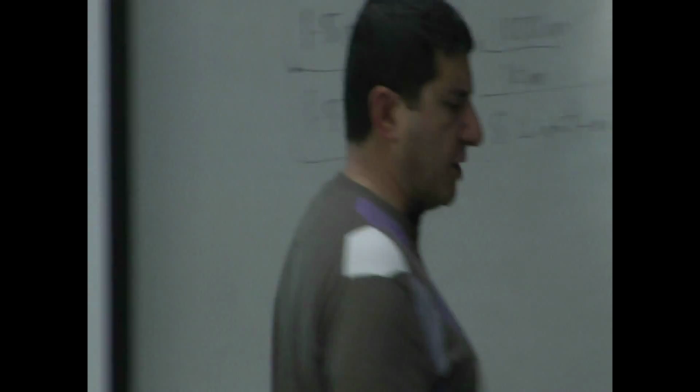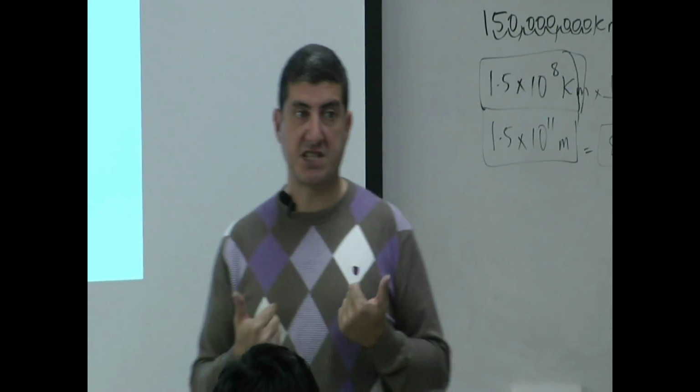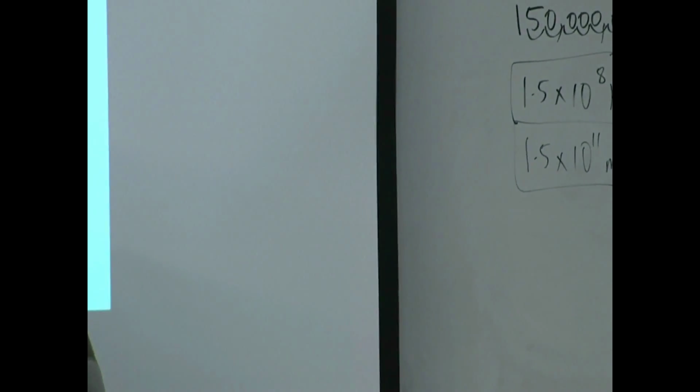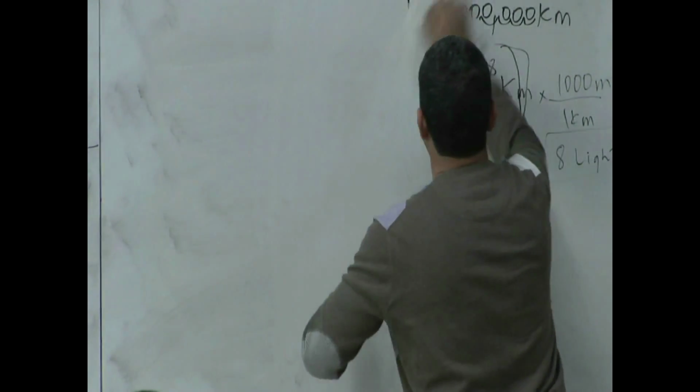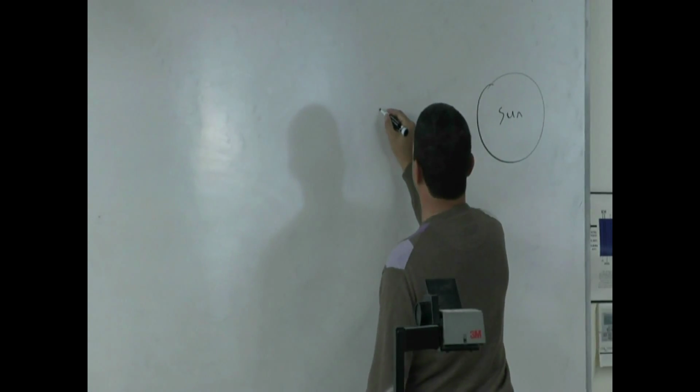So you might ask, what's the usefulness of the AU? We've learned a bunch of numbers, but I think it's very useful because it gives you a visual understanding of what the solar system looks like. So if I were to lift this up, imagine I were to draw the sun here. And let's say this is the Earth.